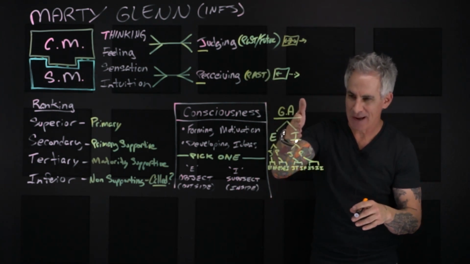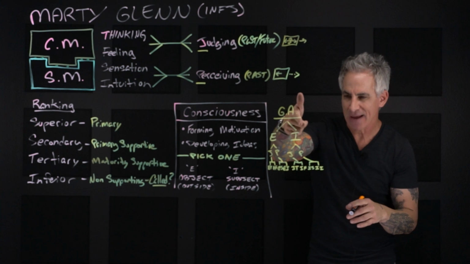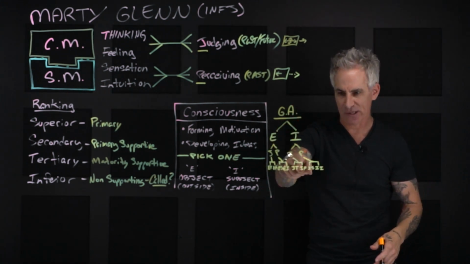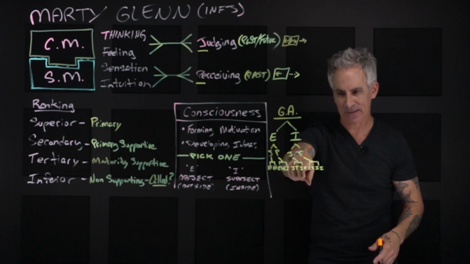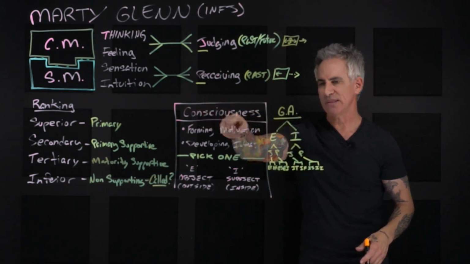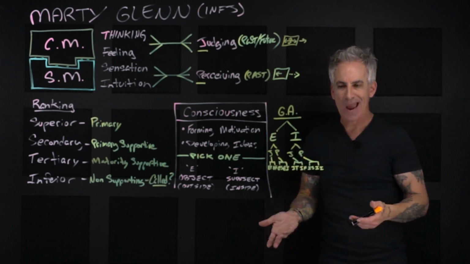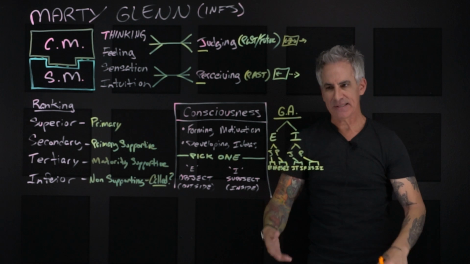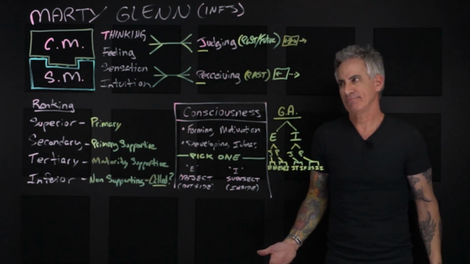Okay. So then we have introversion, or the person who, you get it. And then we have judging with thinking and feeling, and then perceiving, past, with regards to sensation and intuition. And basically this is MBTI in a nutshell, this whole thing.